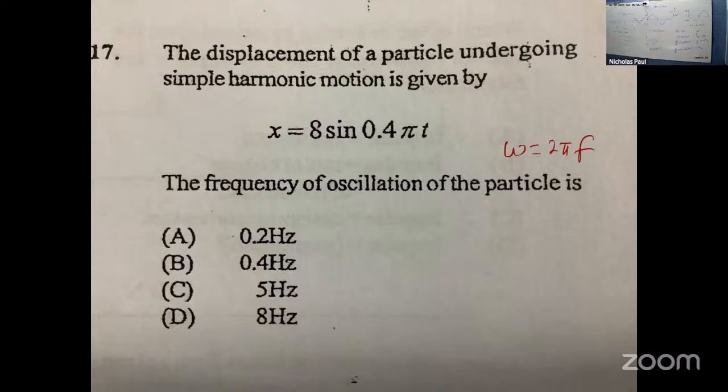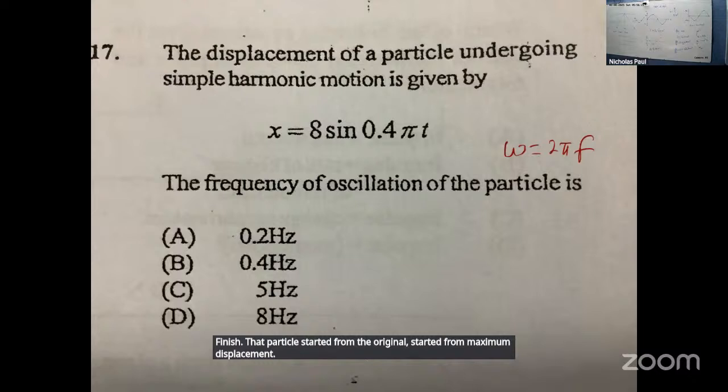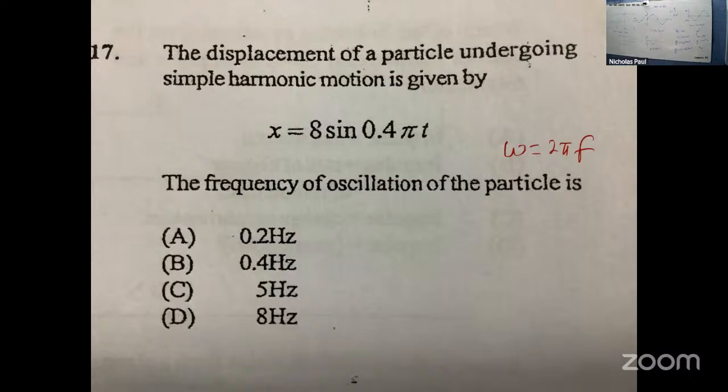That particle started from the origin or started from maximum displacement. X is equal to x naught sine, sine is at equilibrium, right? Good. Figure out omega and then find it.